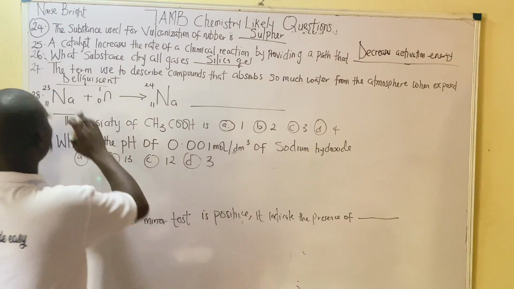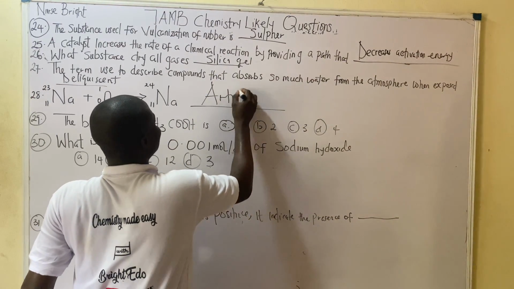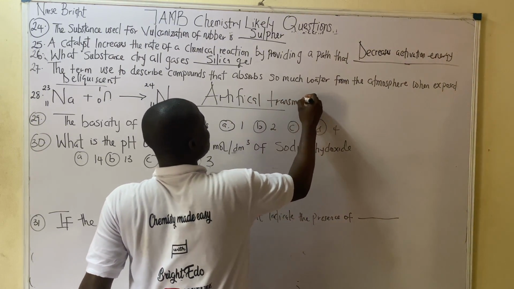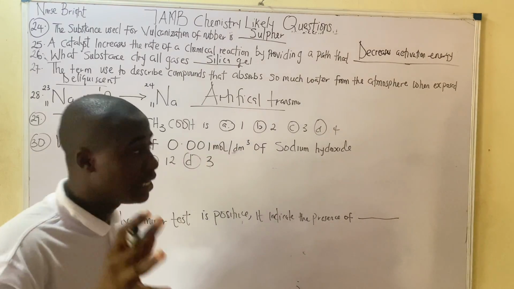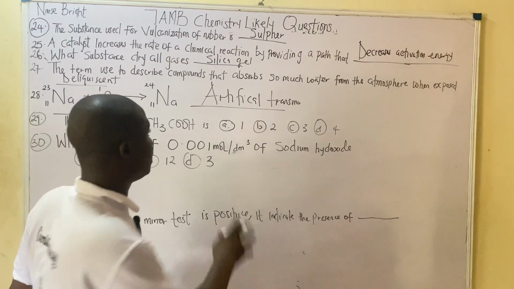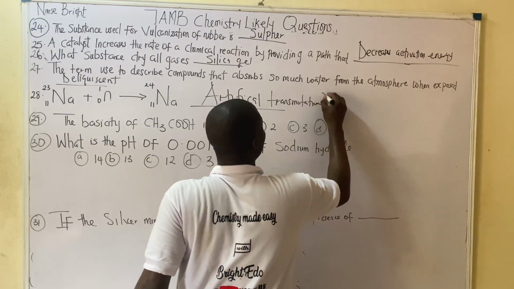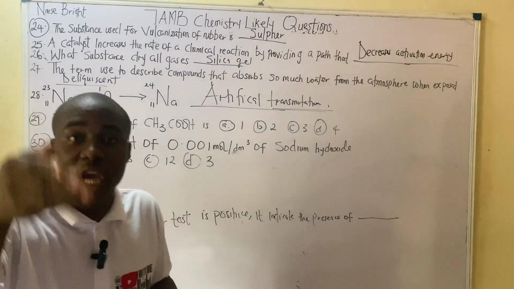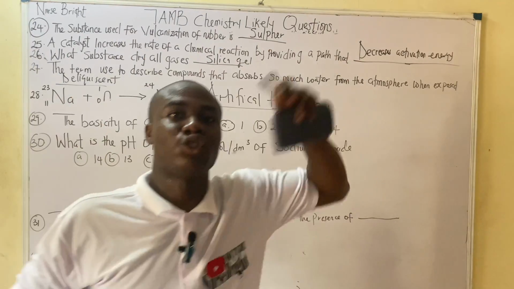Do you understand? Now, this reaction we are seeing here explains what we call artificial transmutation. This topic is radioactivity, and I already have a video lesson on it on my YouTube channel. I'm going to explain: artificial transmutation is very easy. It's a process whereby you change something that is not radioactive to something that is radioactive.